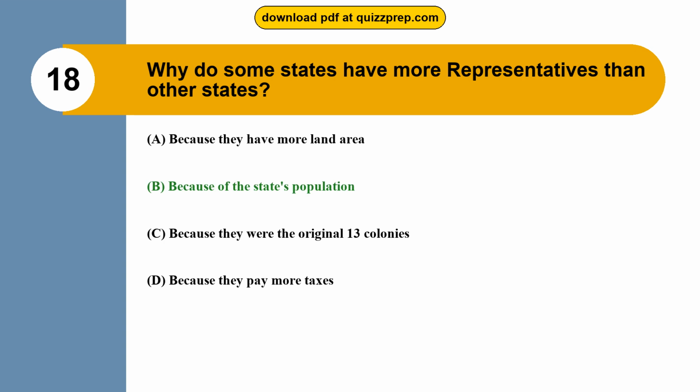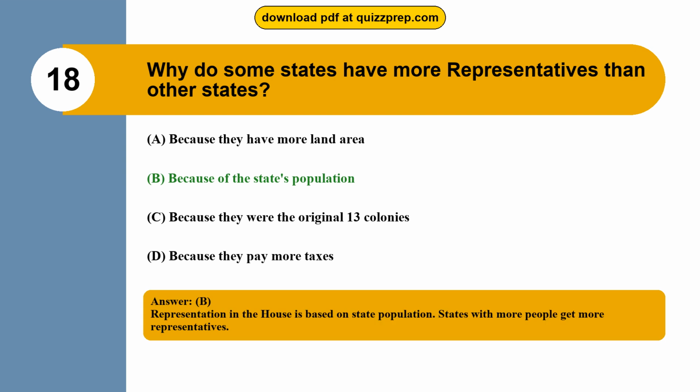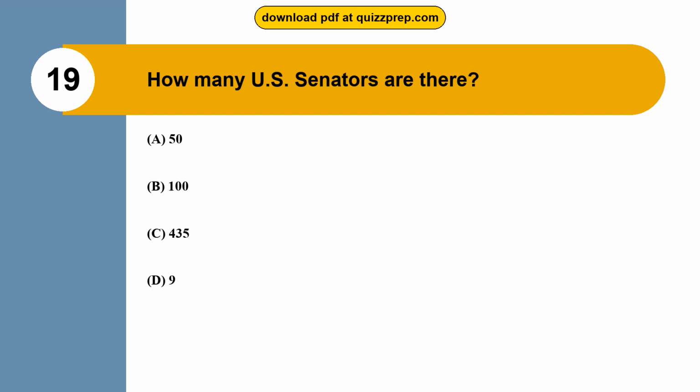The correct answer is option B. Because of the state's population. Representation in the House is based on state population. States with more people get more representatives. Question 19. How many U.S. senators are there? Option A.